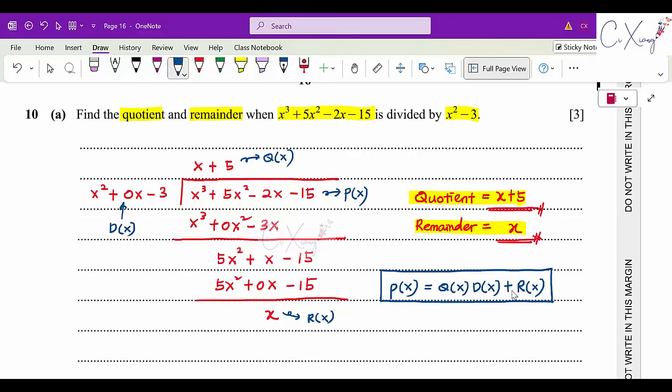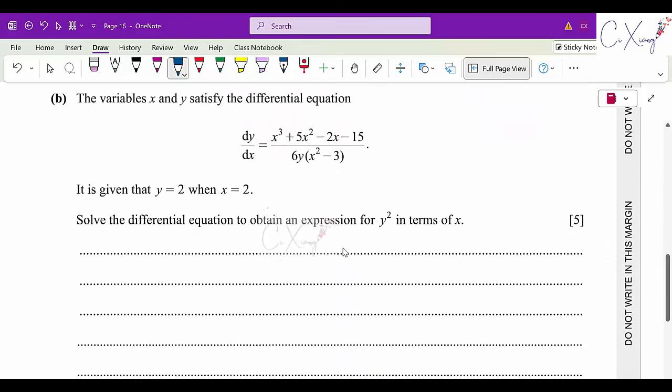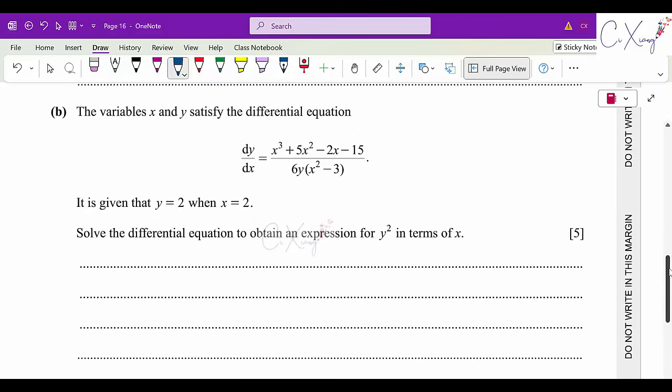So let's continue further. Let's look at part number 2. Now they say that the variables x and y satisfy this differential equation. They also give us an initial value, a value that fulfills the equation. Solve the differential equation to obtain an expression for y squared in terms of x.